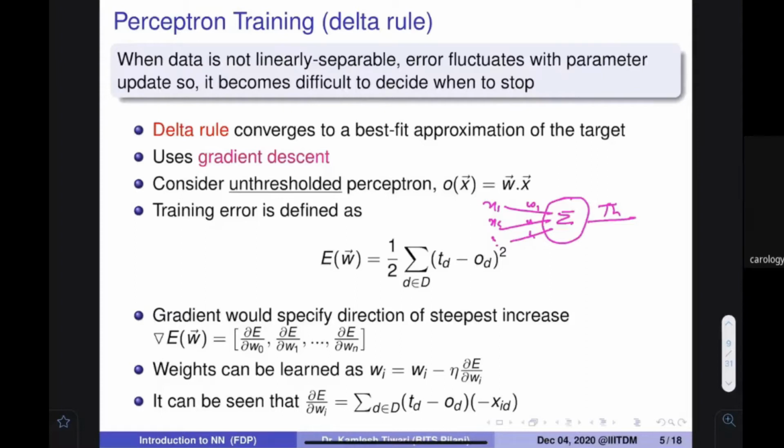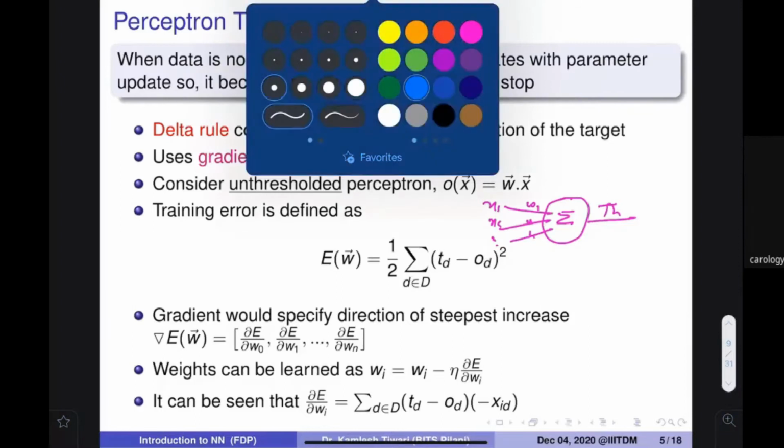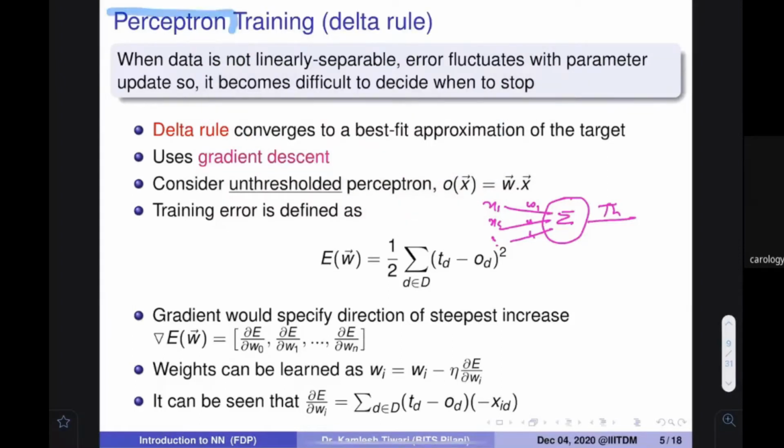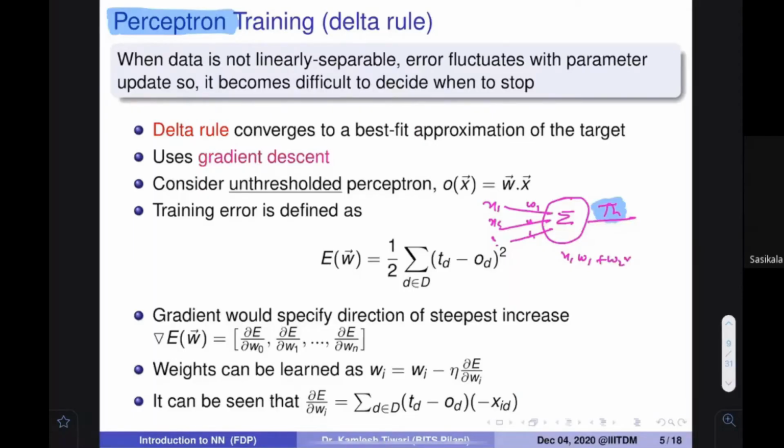If you understand this, then I am going to tell you that I am going to modify this perceptron. What is the modification? That I am not going to apply this threshold. So W1x1 plus W2x2 plus W3x3 plus so on. This would be the output. Is it clear? Yes, this part is clear.